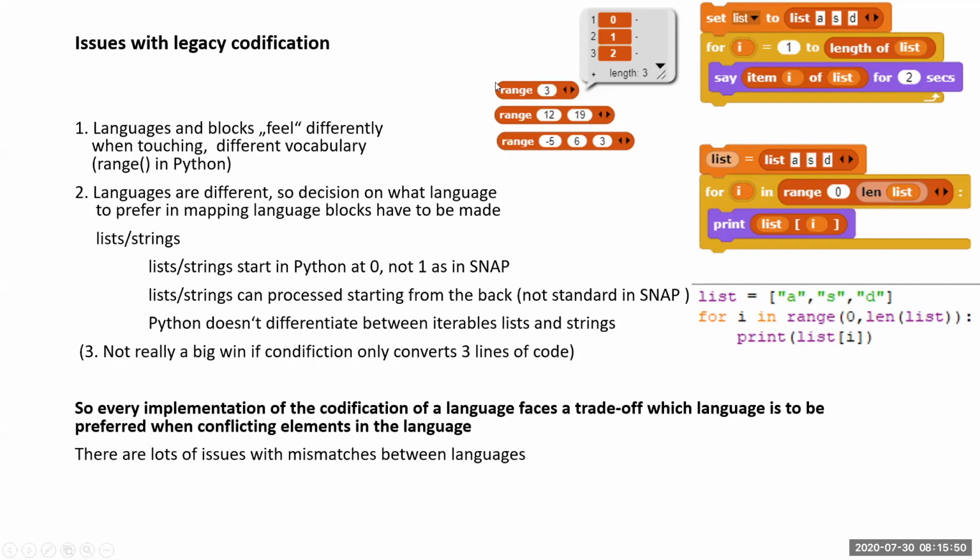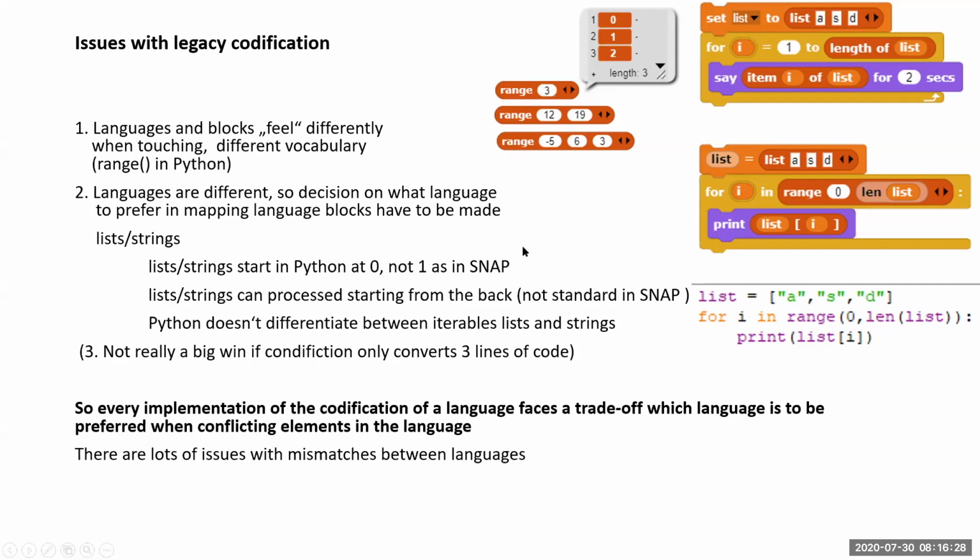The languages are different. And if you talk about lists and strings, then in Python, lists and strings start at 0, but not at 1 as in Snap. That's also what you can see in these code examples here on the top right. So in Snap, you would always start with 1, but in Python, if you have a list, you would start with 0. So also as you can see here in the real Python code. If you have this list here of ASD, the 3 characters ASD, you would start with 0 and then print this list.